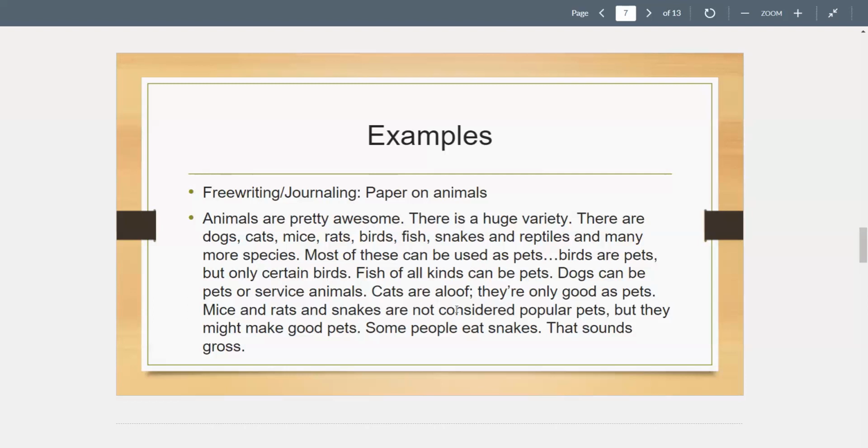Cats are aloof, they're only good as pets. Cats, depending on your experience with them, I had some cats that I didn't train, but they were able to detect when my blood sugar was low.